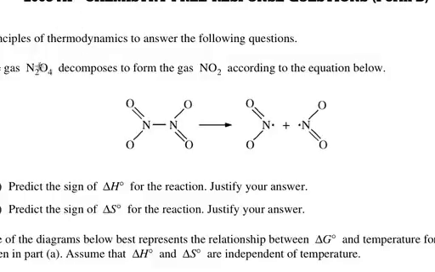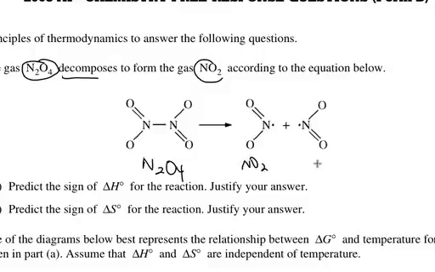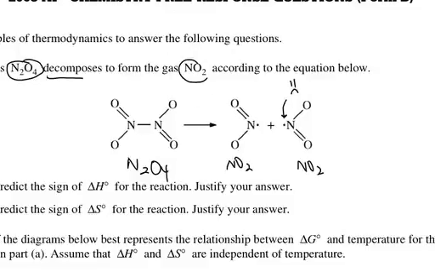Question A says the gas N2O4 decomposes to form NO2 according to the reaction below. So here's N2O4, and it actually decomposes to produce two of these NO2s. First off, notice that free radical right there. That is a bad thing. So we know that this side of the reaction is not a good side. This is the better side, and that's going to become important a little bit later.